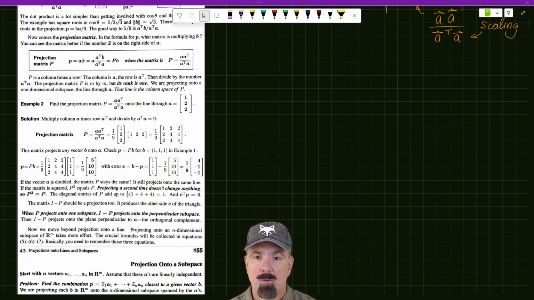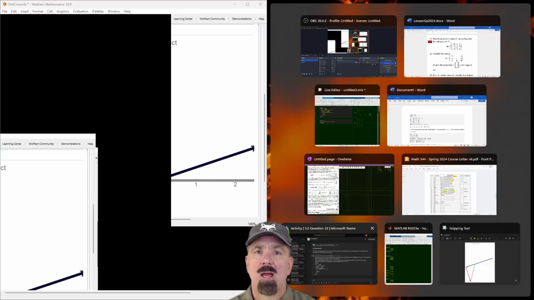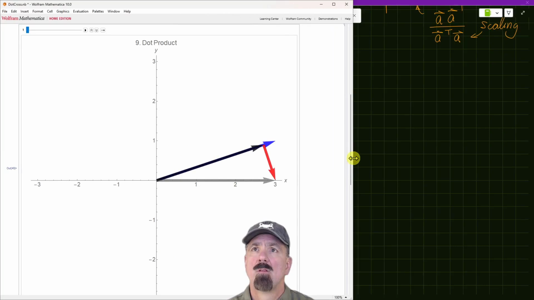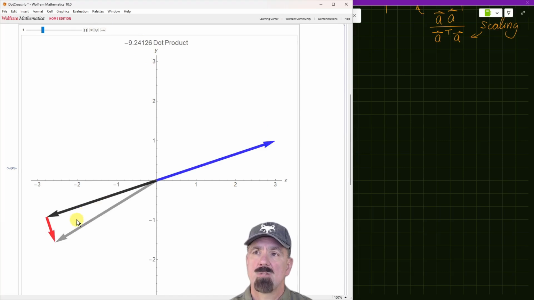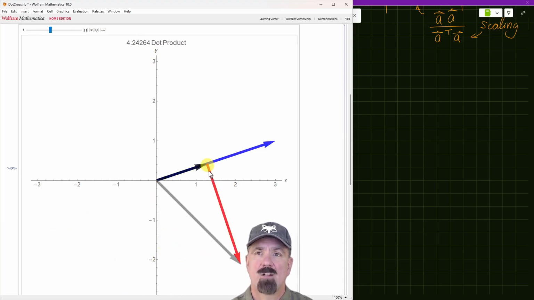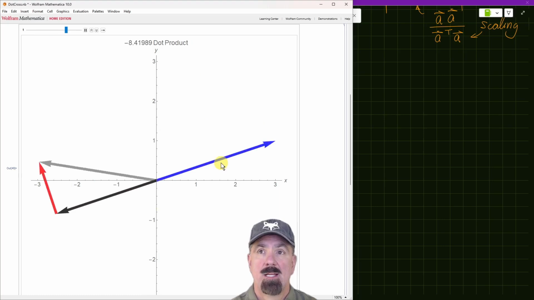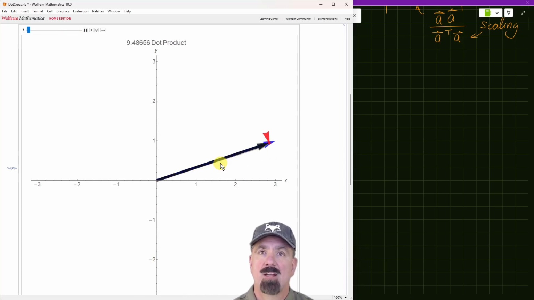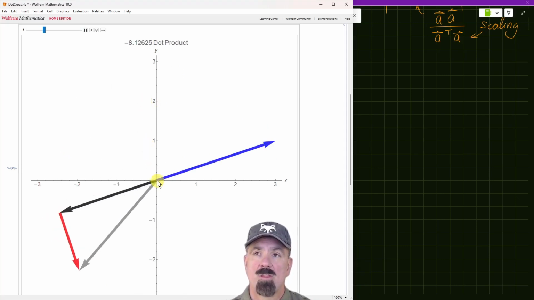Let me show you what the dot product looks like. What I have here is just an example of the dot product, running through and showing the value of the dot product as we look at the projection of the gray vector onto the line that contains the blue vector. That's how Strang talks about it. It's the projection onto the line, the one-dimensional subspace that contains the blue vector. And what we want to do is develop the projection matrix that goes with this.